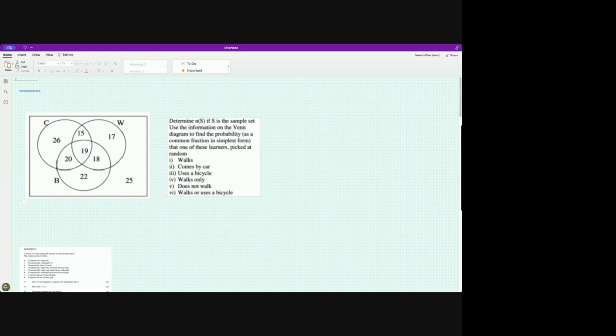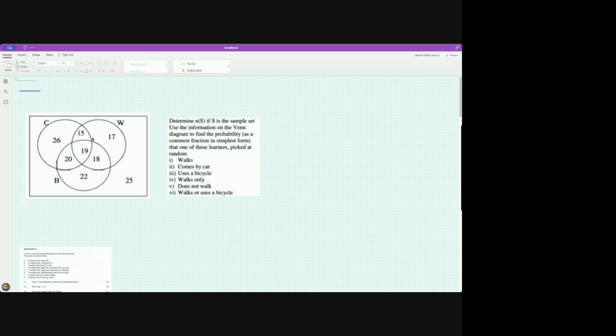So I'm going to hit mute all, and if we look at this Venn diagram, there's a circle for C, a circle for W, and a circle for B, which is cycling, walking, and buses. And we didn't do this last time, or did we? I don't think we did. So let me know in the chat. Maybe we did some of it.